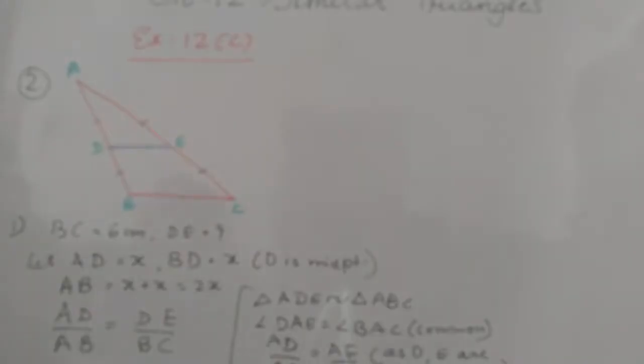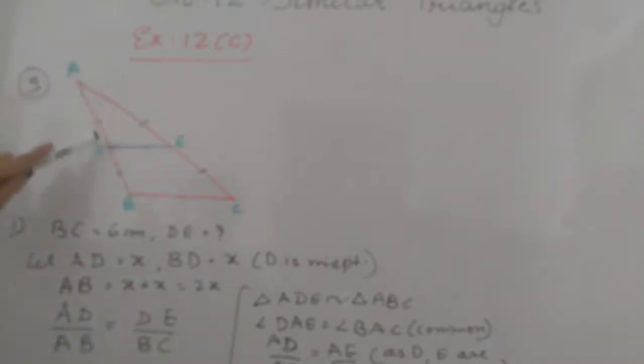Exercise 12C, question number 3. Question number 2 is a prove-that type of question, which is not in our syllabus. So I take question number 3 here. In question number 3, it is given that in the figure, in triangle ABC, D is the midpoint of AB. So here this is triangle ABC, D is the midpoint here, and E is also the midpoint.